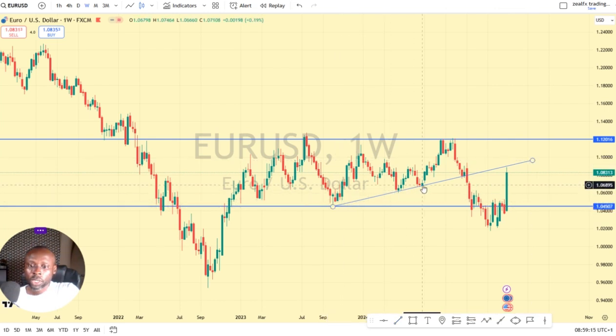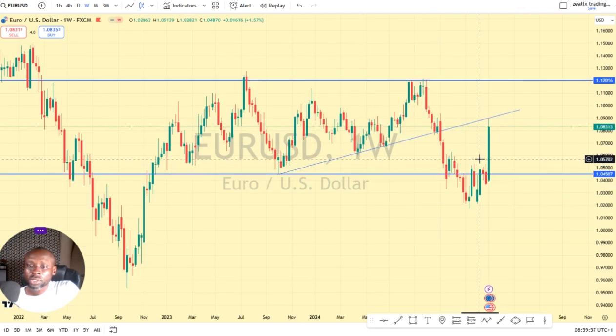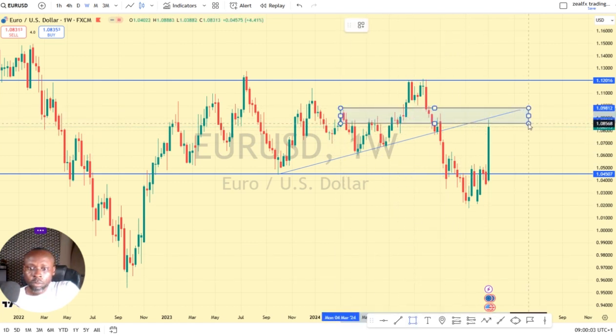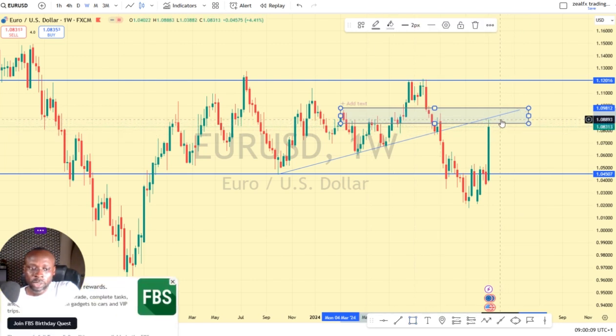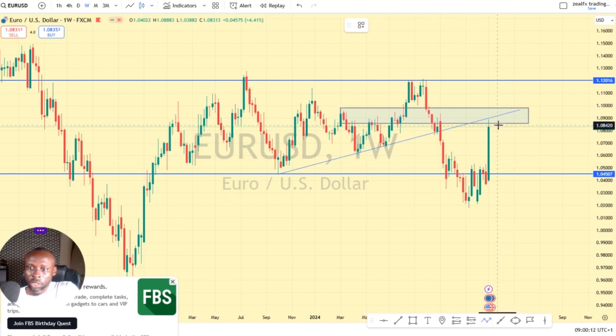So as long as price is still below this swing trend line, we expect the Euro USD to still remain on the downtrend. What we expect for Euro USD this week is this. As long as price fails to break this resistance level on the weekly chart, you expect the Euro USD to reverse back to this next support level. So we expect price to reverse back to this next support level for this week.